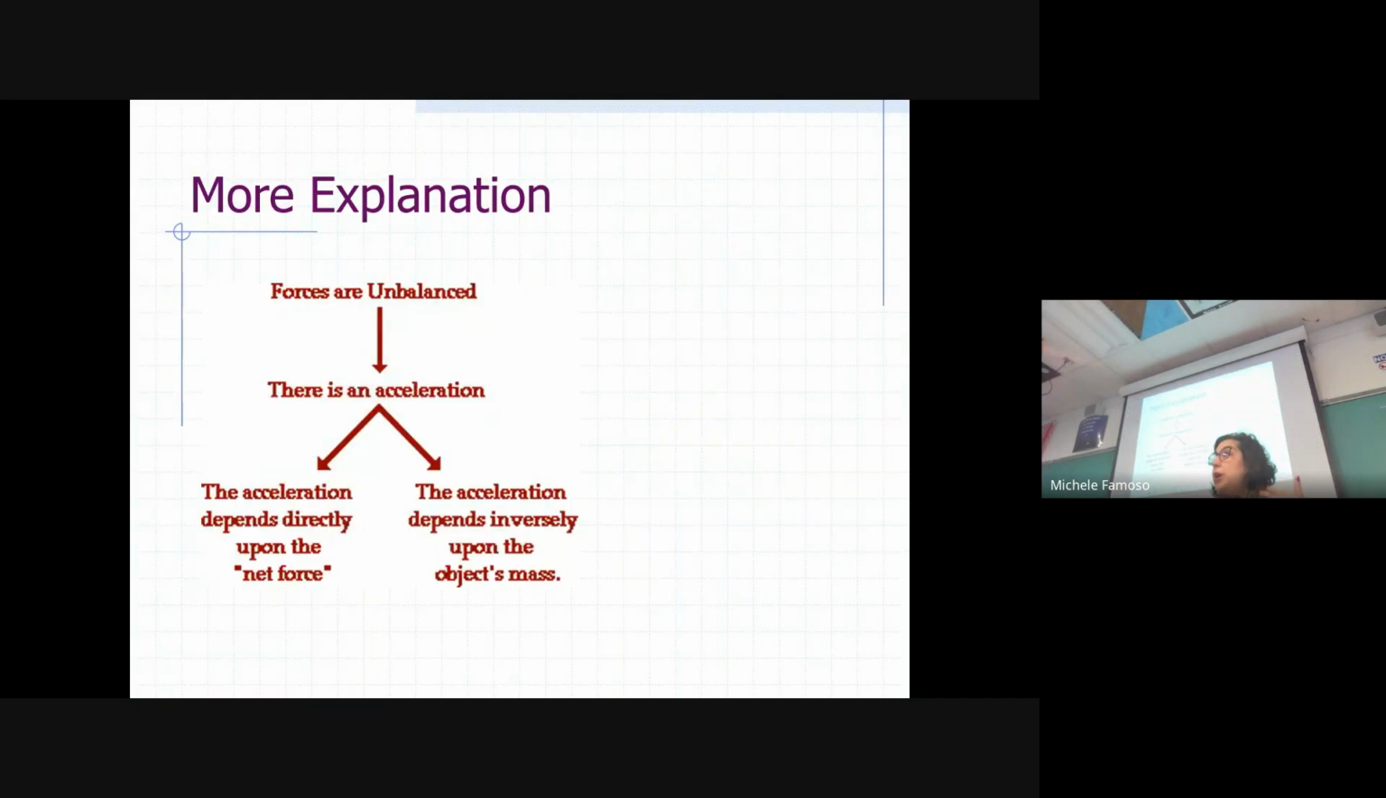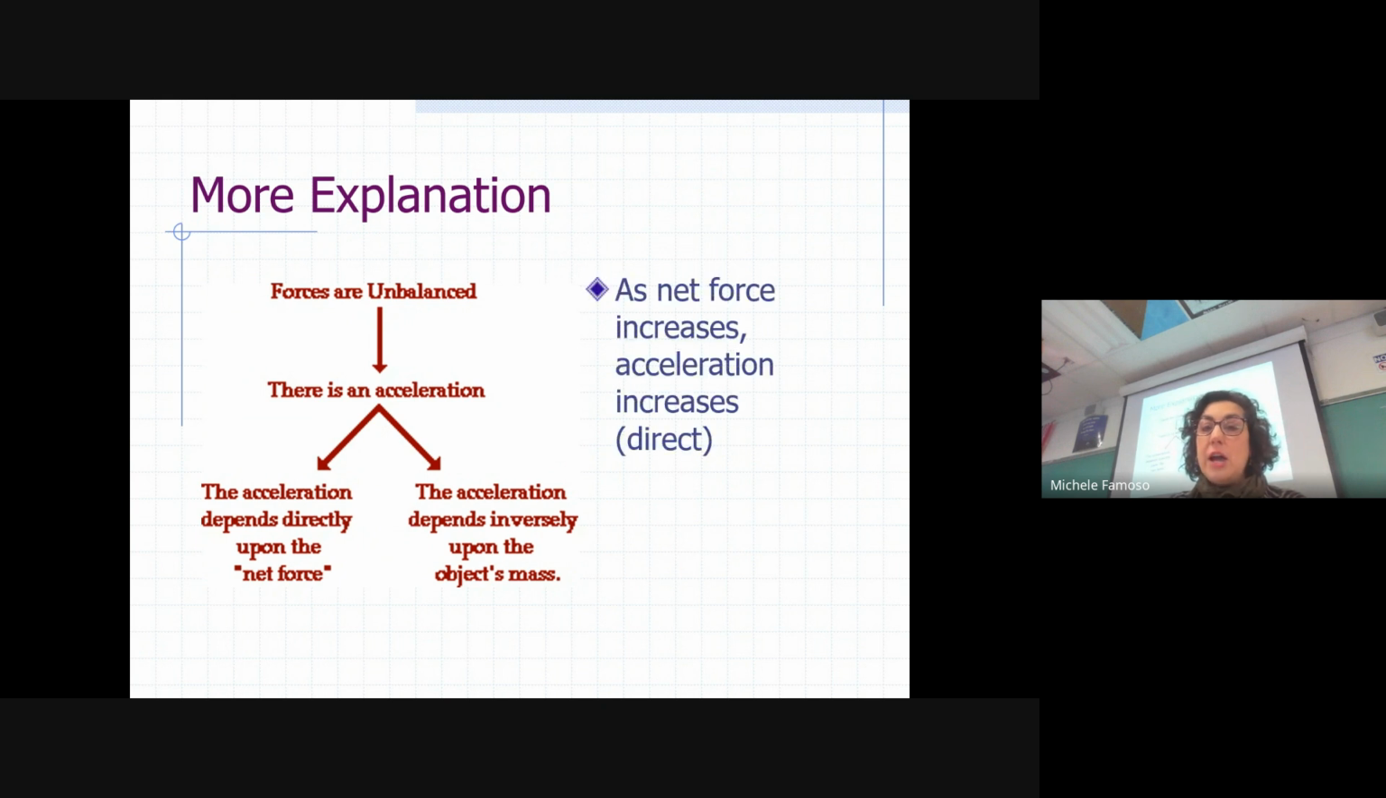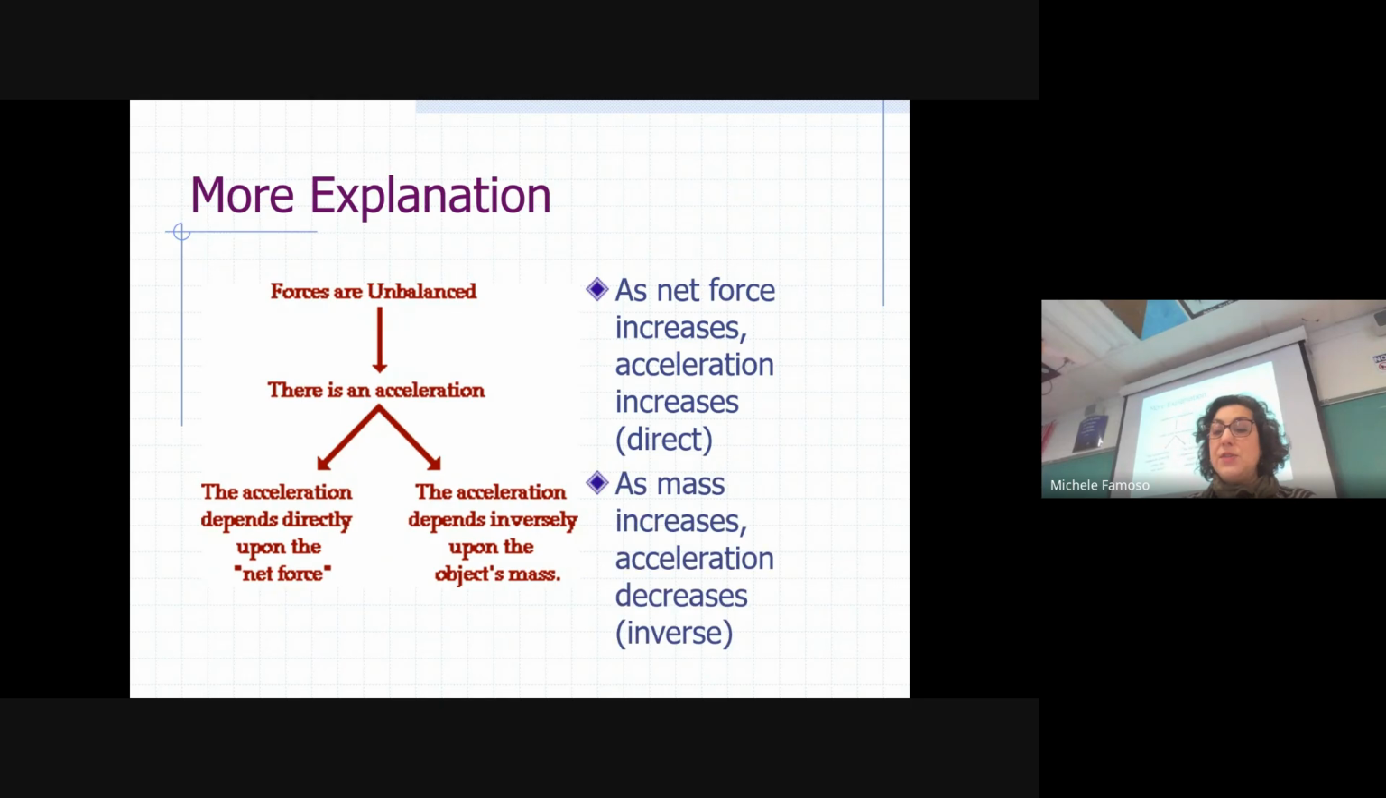So again, to explain this in a little more detail, this law is talking about the forces being unbalanced, producing an acceleration directly with the net force and inversely with the mass. So that means if the net force goes up, so will the acceleration in a direct way. And if the mass goes up, the acceleration goes down in an inverse way. That's what we mean by direct and inverse.